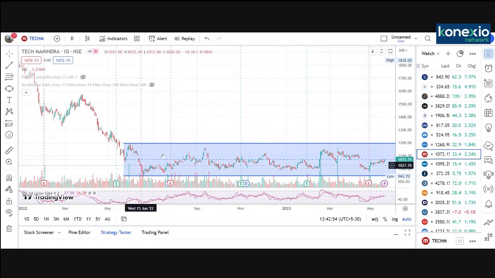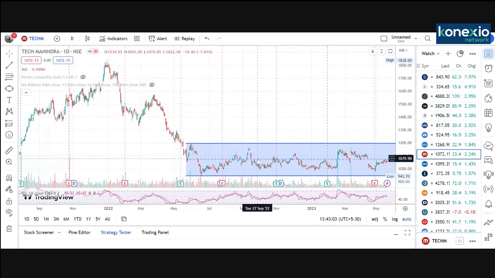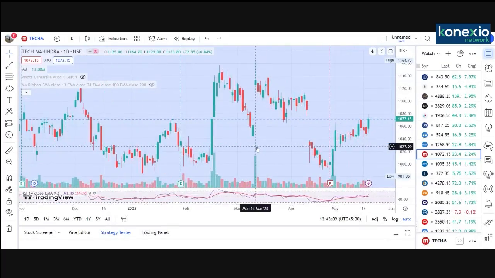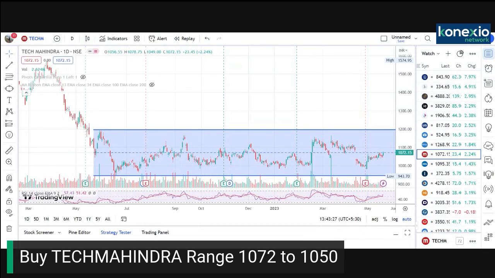Looking at this consolidation pattern in a rectangular formation for one whole year, you can see the volumes are also rising. This means that strong money or smart money is accumulating this stock. RSI is also placed with positive bias. So definitely one should buy or accumulate this stock at current levels and on corrections. For long-term investors, positional traders, and swing traders, one should accumulate the stock in the range of 1072 and on corrections to 1050 for an upside target of 1200 in the next 3 to 4 months.